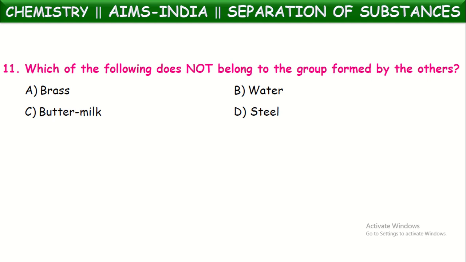If you observe these, brass, buttermilk and steel are mixtures, whereas water is the only pure substance, isn't it? Water is a pure substance, it is a compound. Whereas steel, brass and buttermilk are all mixtures of two or more substances. Now we can separate this here. Water is a pure substance, whereas the remaining three are a group of mixtures.